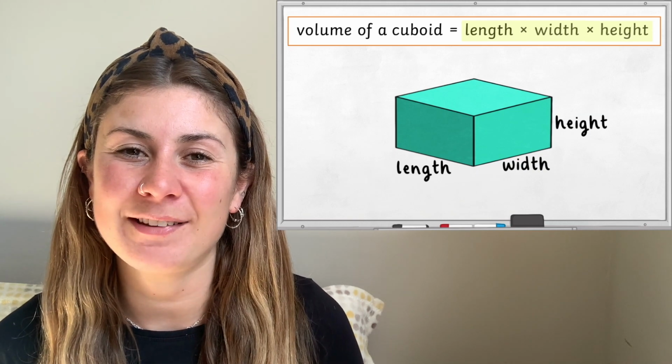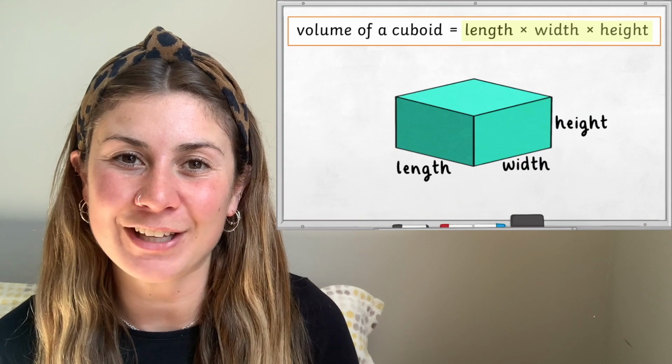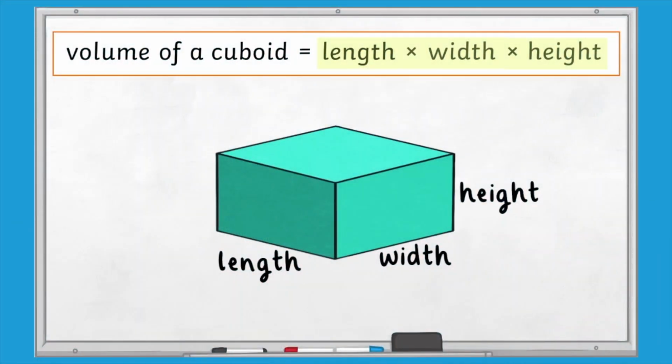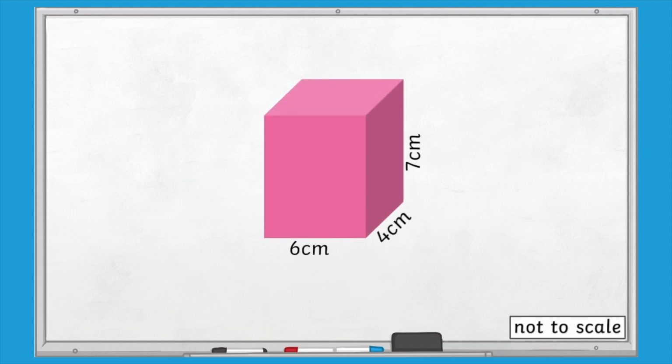It is important that the units of length are all the same before we begin to calculate the volume. For example, if one length was in millimetres and the others were in centimetres, you would need to convert all the lengths to either millimetres or centimetres before you calculate the volume. Here we have a cuboid with dimensions of 6 centimetres, 4 centimetres and 7 centimetres. All of the units of measurement are the same, so we can calculate the volume.